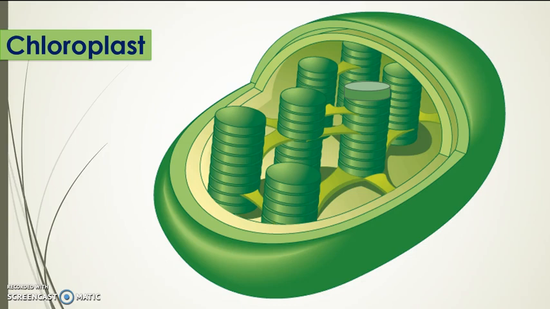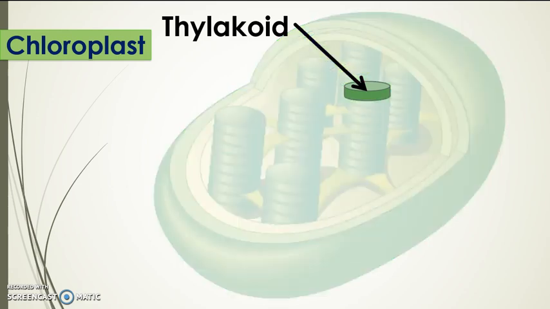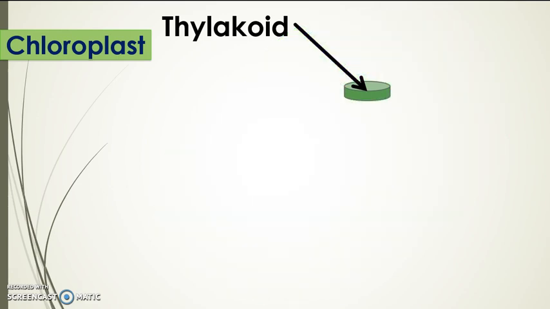So here we're going to look at the light reactions of photosynthesis. So here in the chloroplast, which is a double membrane organelle, we have something called a thylakoid. Now this is the location of where the light reactions are going to take place.